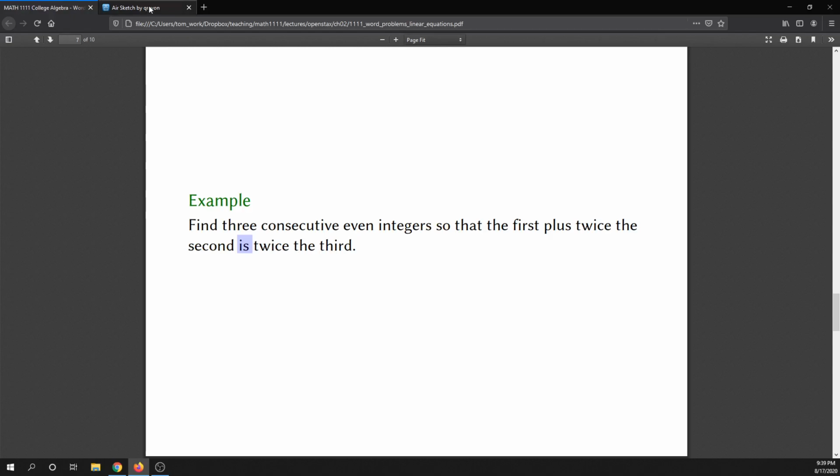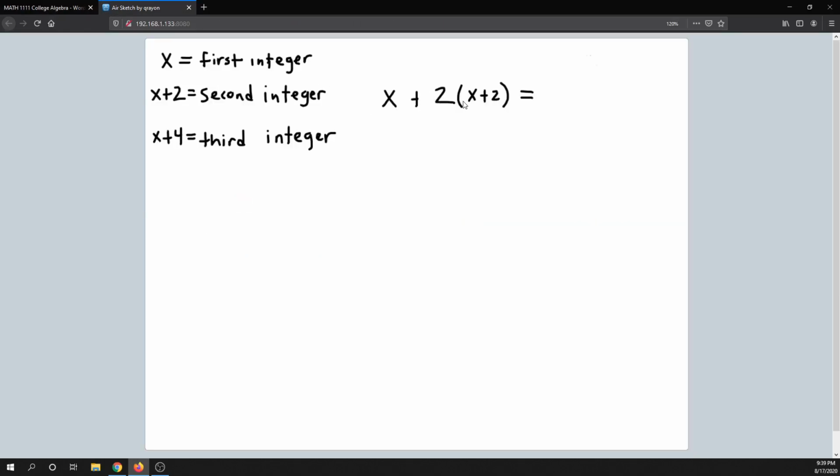Twice the third. So that's going to be very similar to this, right? Except it's going to be the third one. So twice, and the third is x plus 4. Okay? All right, so there is our equation.